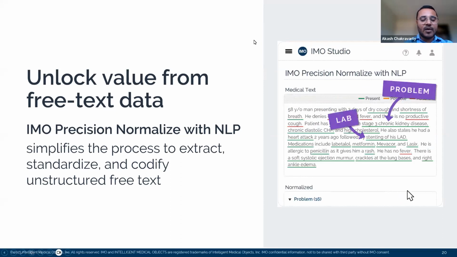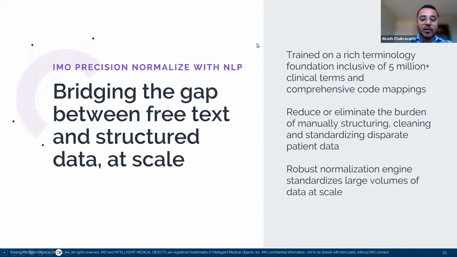On the next slide, I want to point out another problem that we are solving with this product, which is scalability. We have incorporated a rich terminology, which includes 5 million plus clinical terms and code mappings, into this product. Additionally, we can process large volumes of data to reduce the administrative burden on our customers, which comes with cleaning and standardizing disparate patient data. You can process large data sets using the normalized NLP API, which can handle around 40 requests per minute.